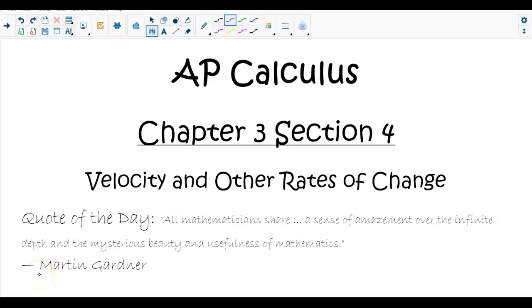Section 4, we were talking about velocity and acceleration today.